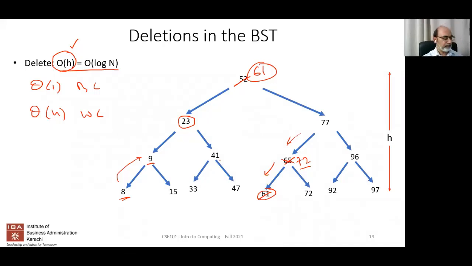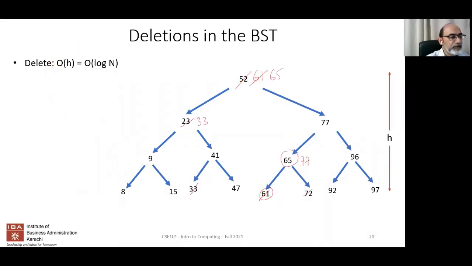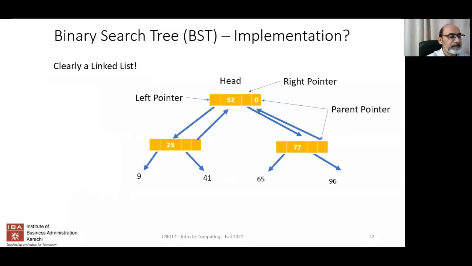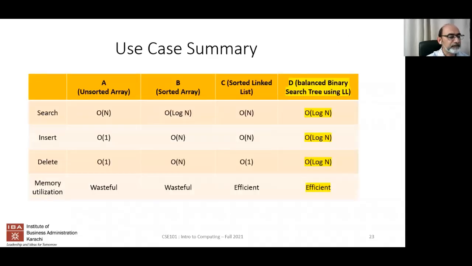Okay, so we are running out of time. In the next 5 minutes, I'd like to very briefly go over the homework assignment. By the way, the binary search tree implementation is very clearly a linked list with a parent pointer. This is kind of obvious. And so this is the summary that we were trying to achieve.